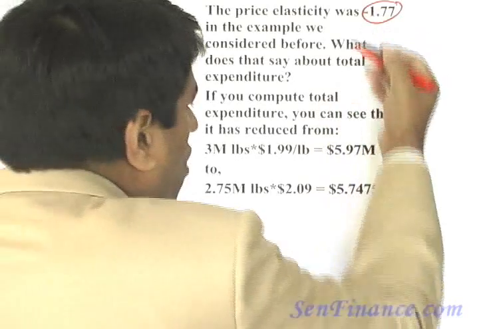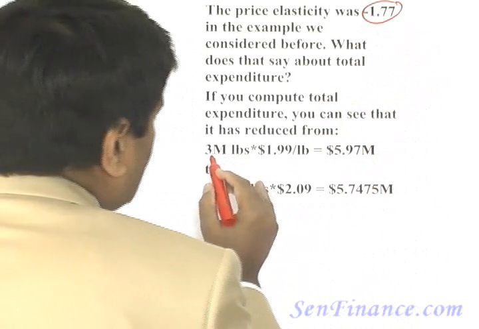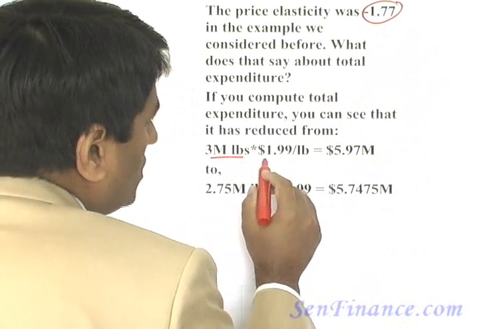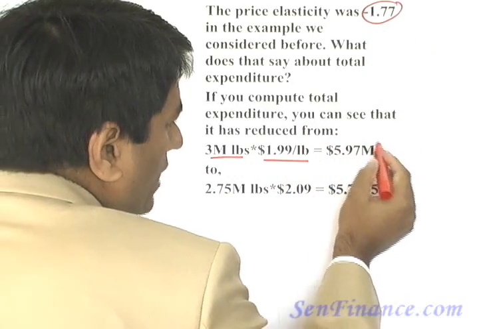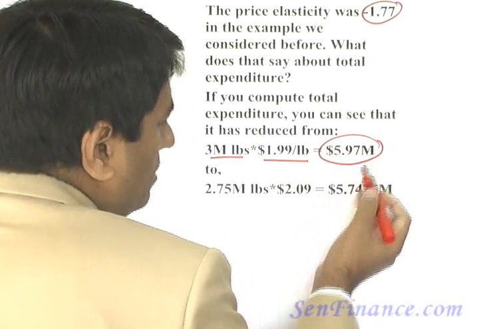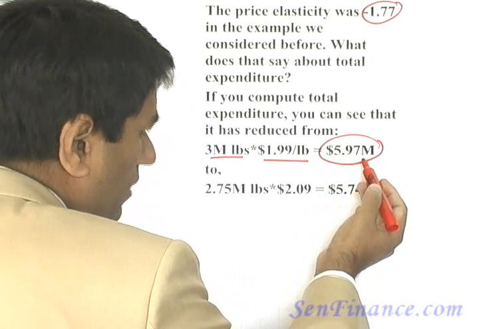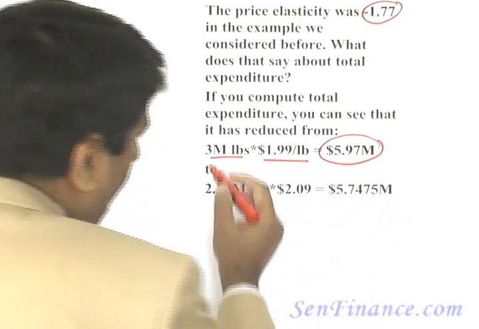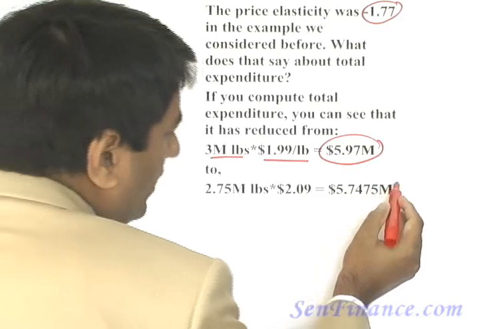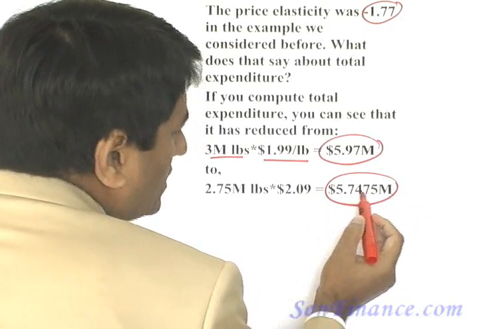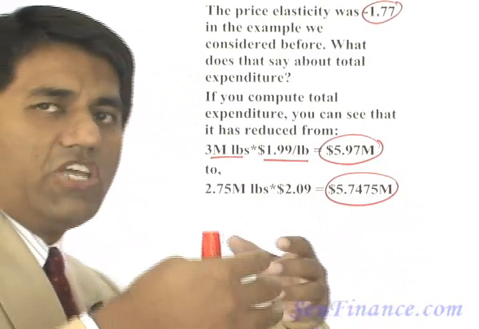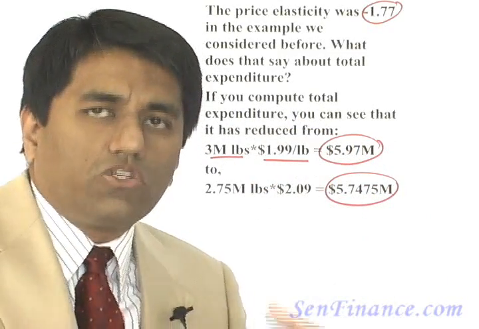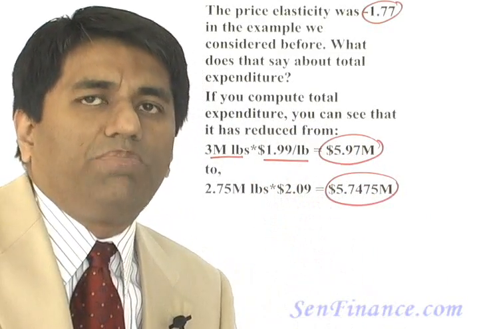Well, before the price change, the amount being spent on peaches was 3 million pounds times $1.99 per pound, or that was $5.97 million. And after the price change, this fell to 5.7475 million. So the increase in price of peaches decreased the total amount being spent on peaches.